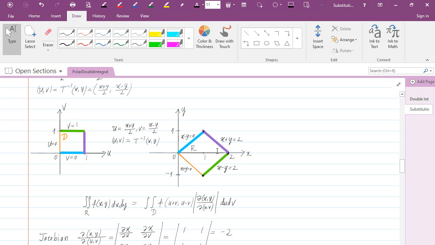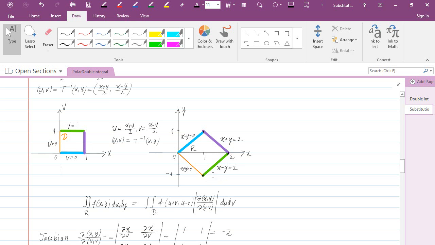The purple line here is given by x plus y equal to 2. Now, if x plus y is 2, then u is 1. So we see that the purple line is mapped onto the purple line in the uv plane, which is the vertical line at u equal to 1.